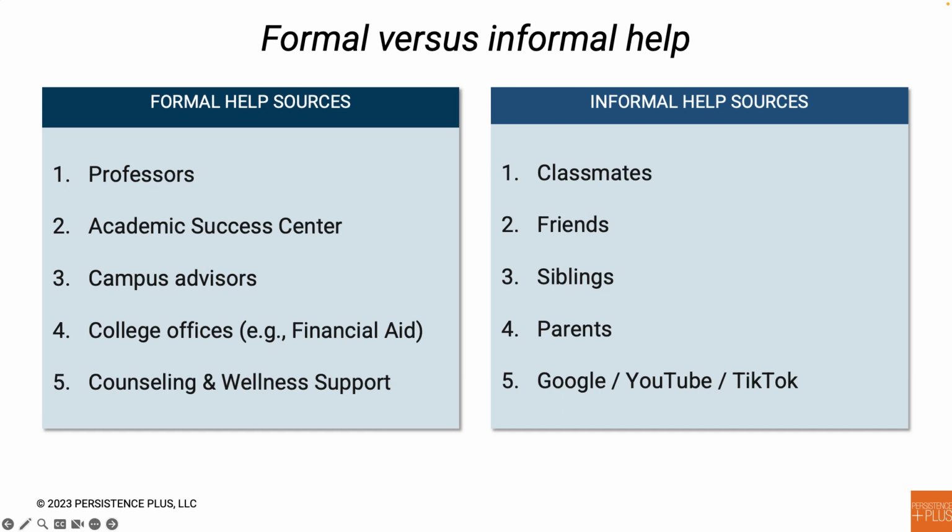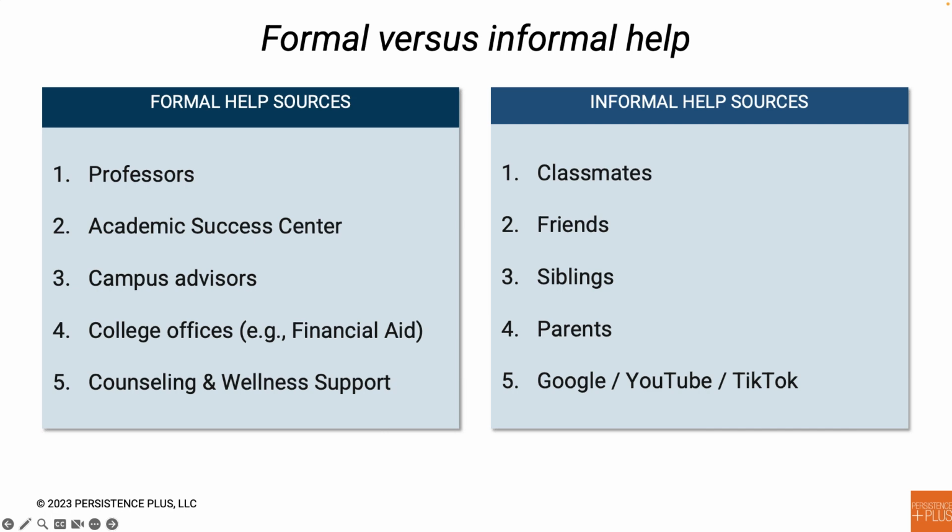But we also need to acknowledge the importance of informal help sources: classmates, friends, siblings, parents, and I put here stuff like Google, YouTube, TikTok. One thing that's important to think about with formal versus informal help is that these categories are not set in stone. If a student is struggling in class and they come to ask you for study tips and skills, you're definitely a formal help source. If they come to ask you about their relationship problems, you're suddenly an informal help source, but you might still be able to help them.